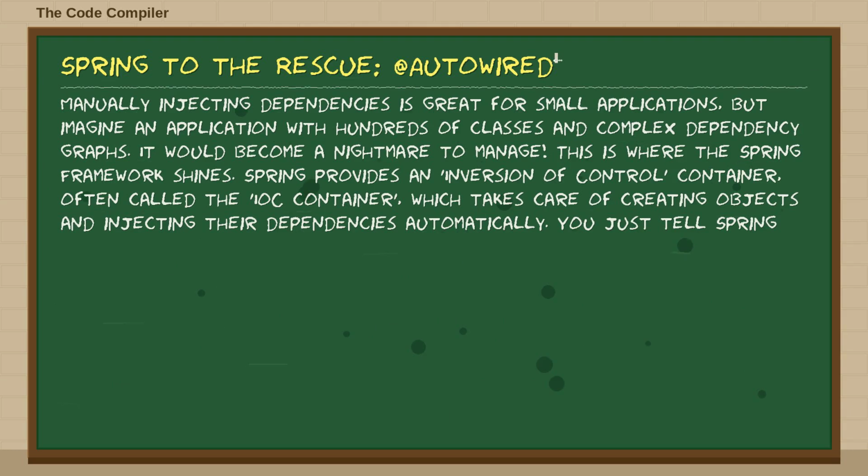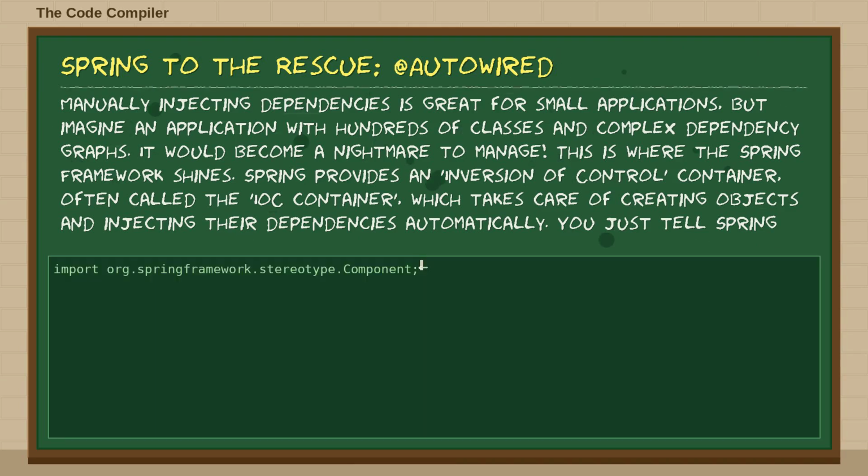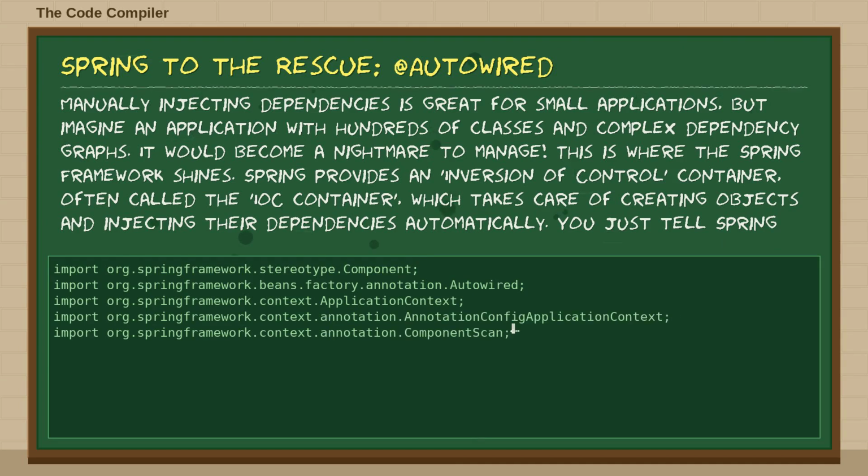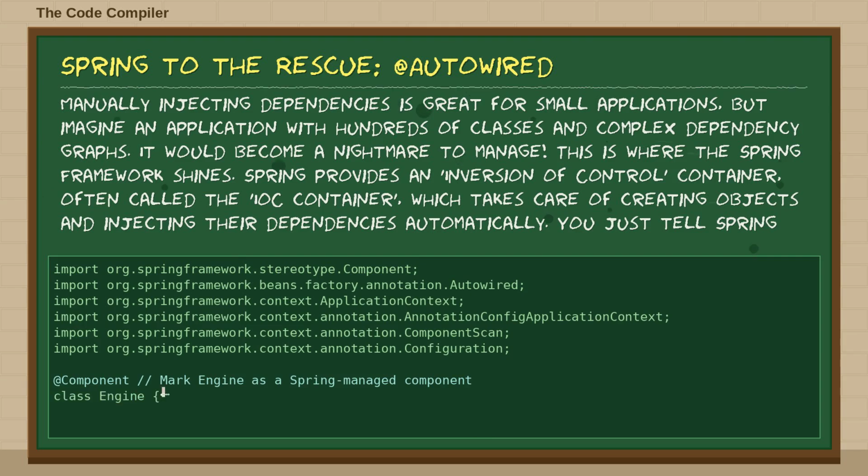You just tell Spring which classes are components and where dependencies need to be injected, and Spring does the rest. We use annotations like @Component to mark a class as a Spring-managed component, and @Autowired to tell Spring to automatically find and inject the required dependency. Spring will scan your application, create instances of your components, and wire them together based on these annotations. This significantly reduces the boilerplate code you have to write.